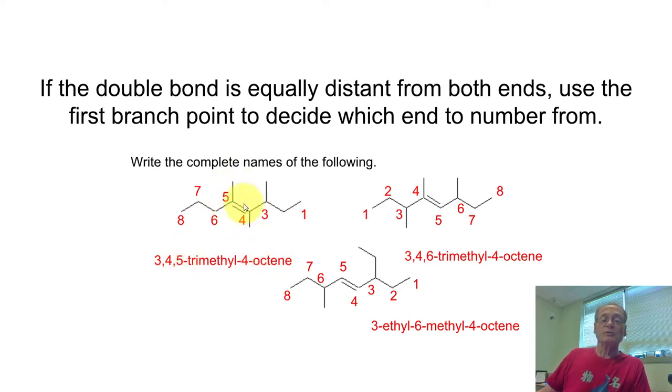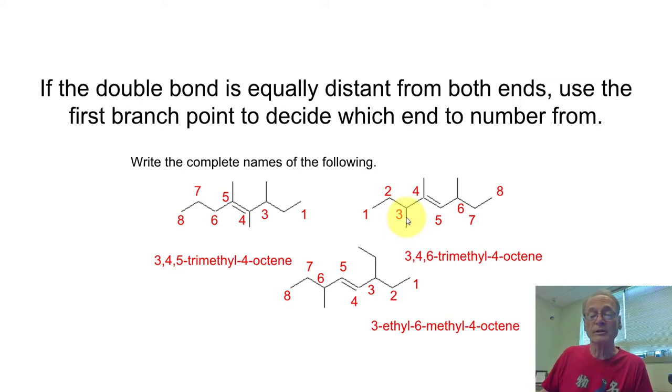Again, this could be cis or trans. We haven't put that in front of the name, but that's going to be an important thing we'll learn about later. Same thing here. This is also 4-octene, but now the methyl groups are in slightly different positions. Notice that if we number from this end, 1, 2, 3, we get to the first branch point at carbon number 3. From this end, 1, 2, 3, we also get to the first branch point at carbon number 3.